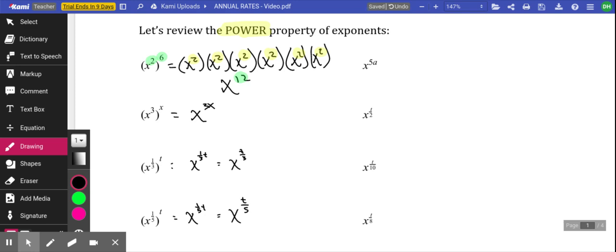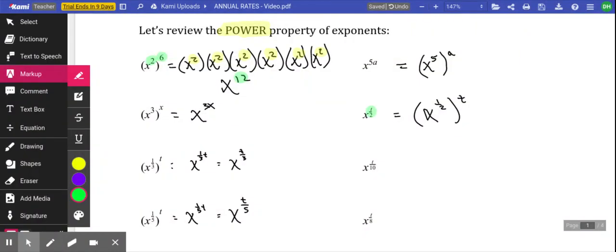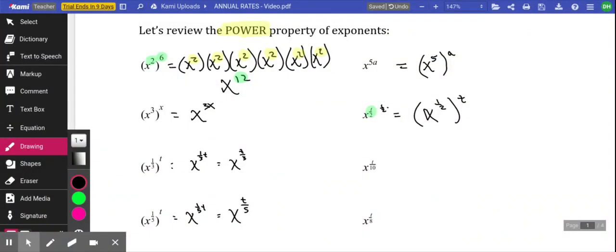So now what we want to do is, once you're comfortable going in that direction, we're going to reverse engineer the process and decompose that exponent, or break it into a smaller piece. So in this particular case, we could say x to the 5a is really x to the 5th raised to the a power. Okay, so we're just going backwards. We're reverse engineering it. This next one is going to be x to the 1/2 raised to the t, because t divided by 2 is equivalent to 1/2 times t.